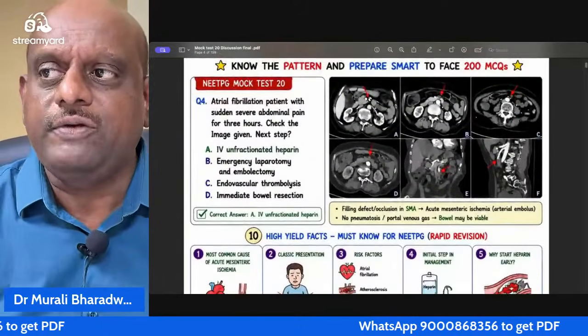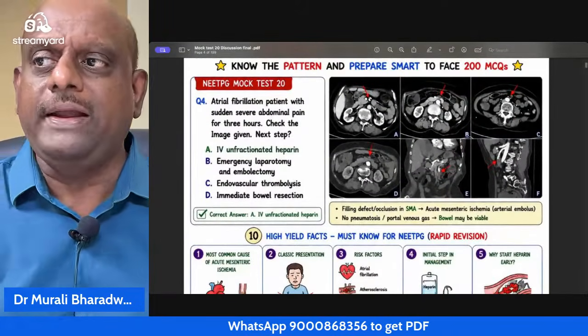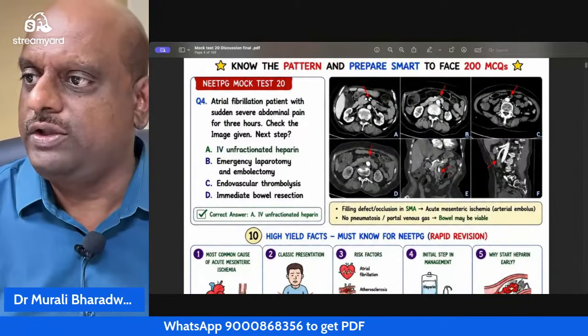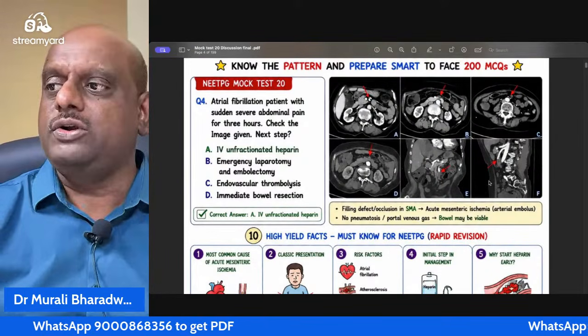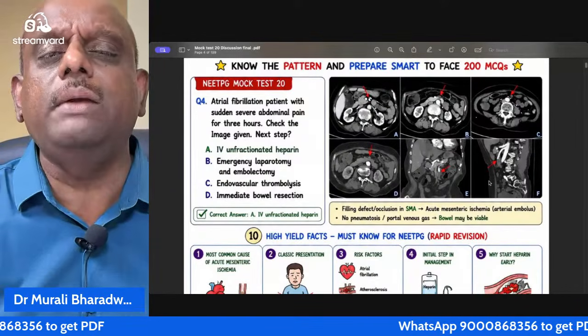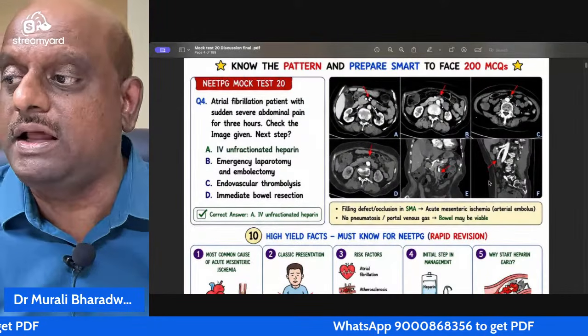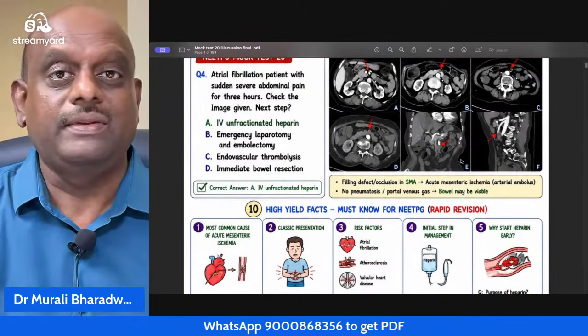There is atrial fibrillation, a patient with sudden severe abdominal pain for 3 hours. When you look at this image, what are you able to see? You're able to see acute mesenteric ischemia because of an arterial embolism. That's very important, right?